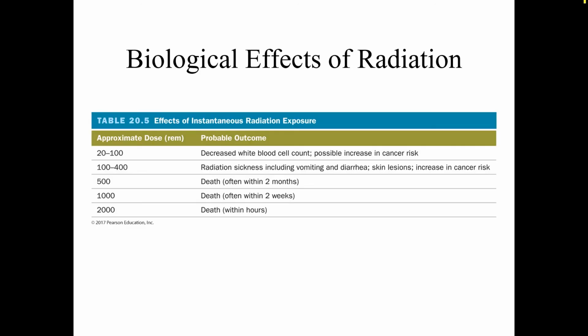Okay, here's a table that lists some of the biological effects of different levels of radiation. Notice that this is pretty excessive. We're starting here at doses of 20 to 100 rems, which cause decreased white blood cell counts and possible increase in cancer risks, and upwards of that. We are not normally exposed to these levels of radiation.